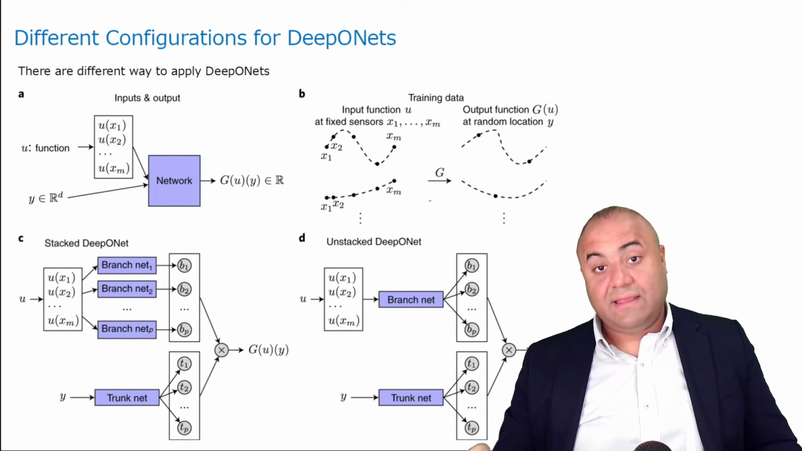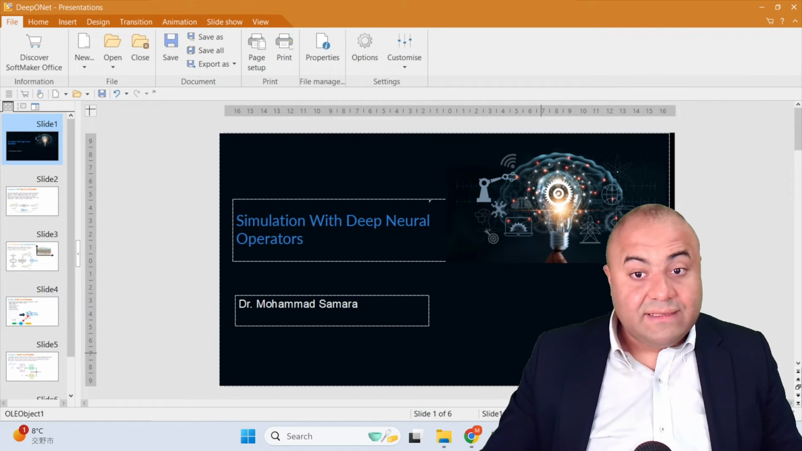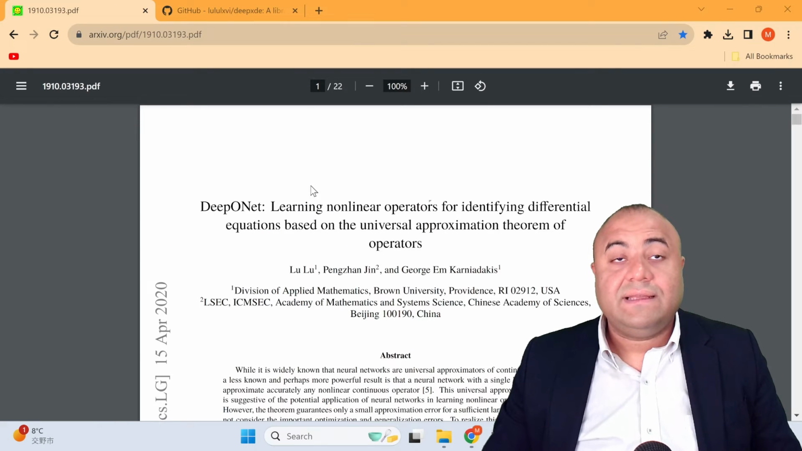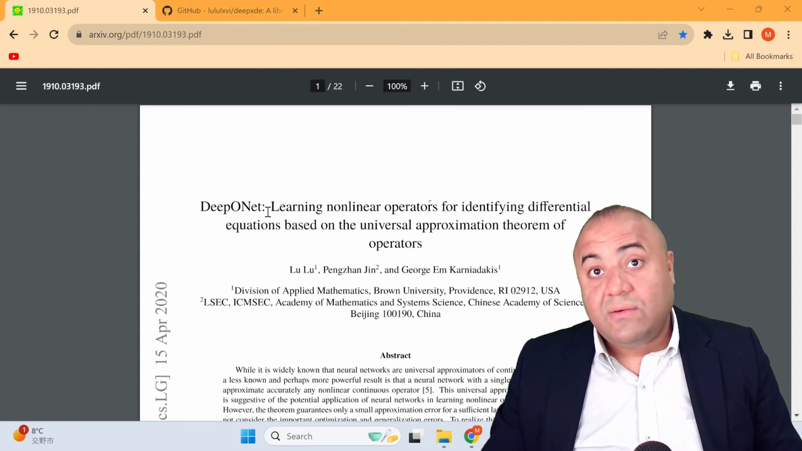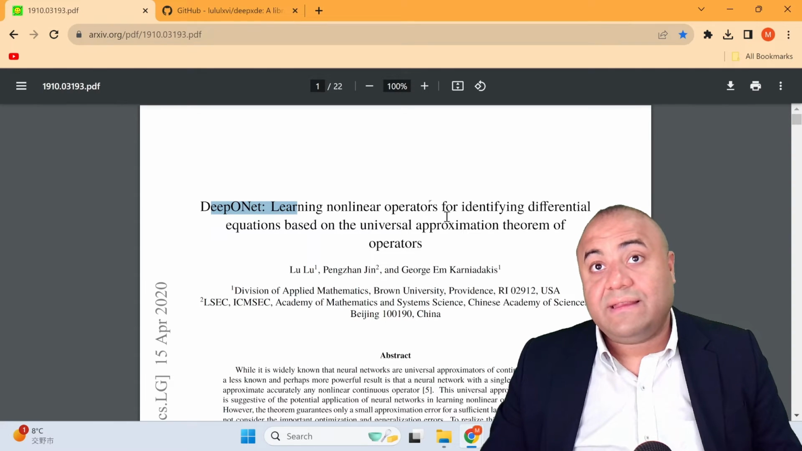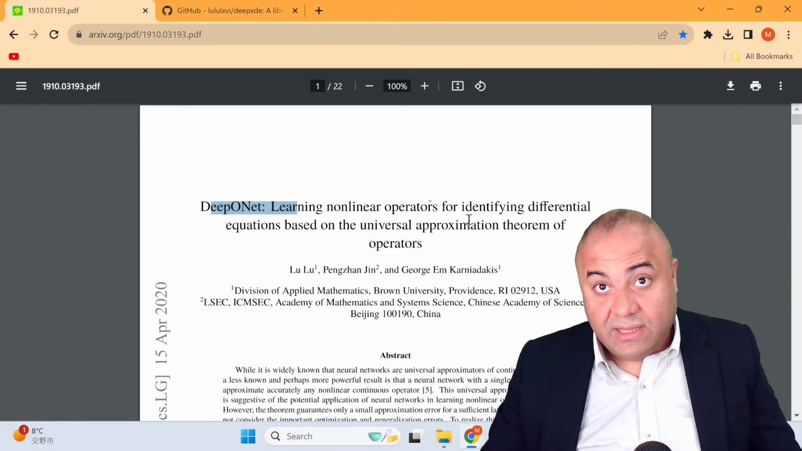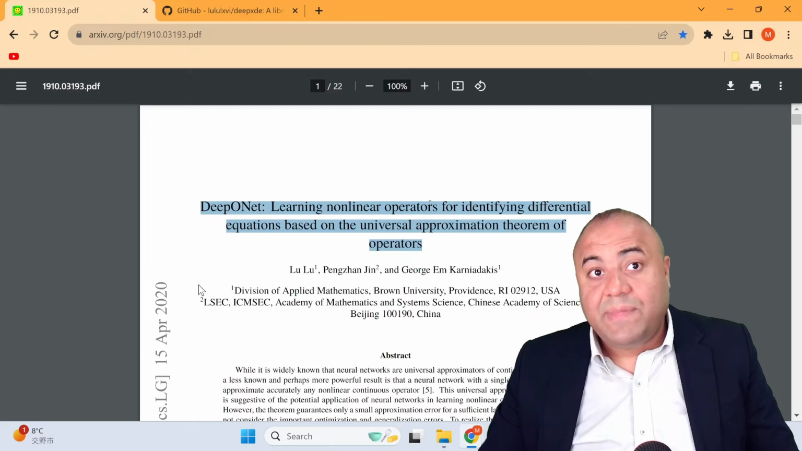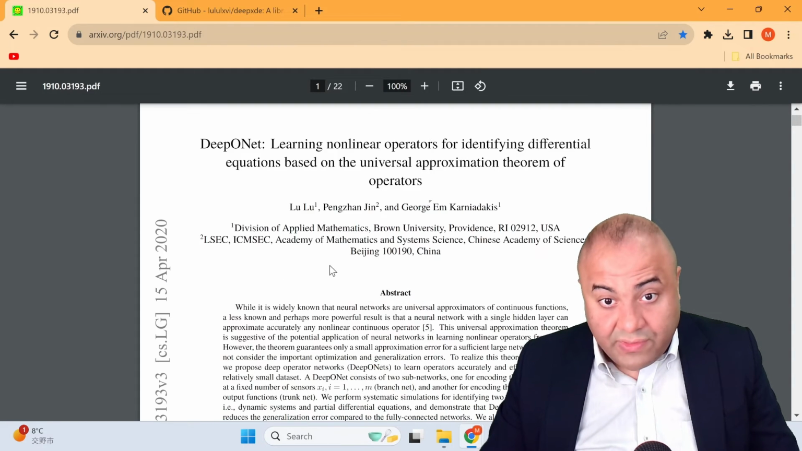So this is another way of performing this work. Finally, let's just view the actual paper, the DeepONet paper. We can see this is "DeepONet: Learning nonlinear operators for identifying differential equations based on the universal approximation theorem of operators." This is the paper, it's from 2020, and you can see the authors.